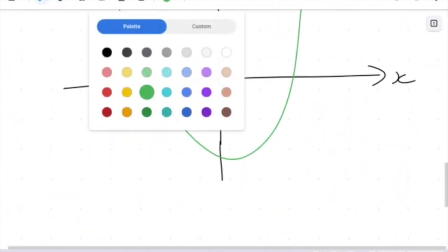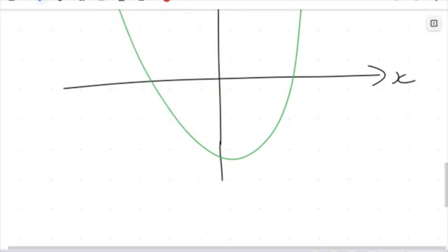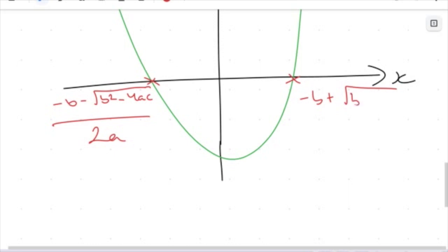These are going to be the two turning points. So I'm going to write that here. My first turning point here, let's say that's minus b minus the square root of b squared minus 4ac all over 2a. And this guy here is the other solution. So minus b plus the square root of b squared minus 4ac over 2a.